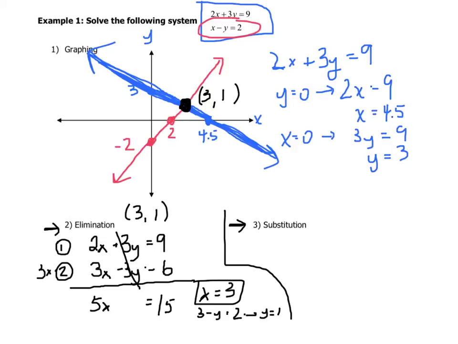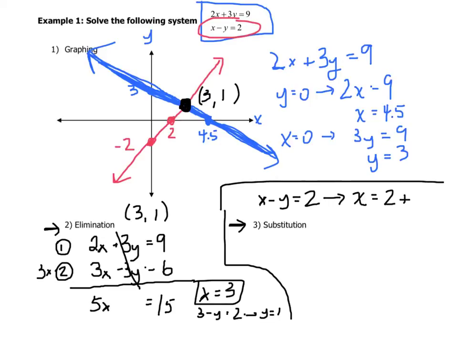Okay, finally, substitution. Substitution is a method by which you isolate a variable and then use that isolated variable in the other equation. So in equation number 2, I have x minus y equals 2. In other words, by adding y to both sides, I get x equals 2 plus y. In other words, this 2 plus y is exactly identical to x. Okay, that's what equals means.